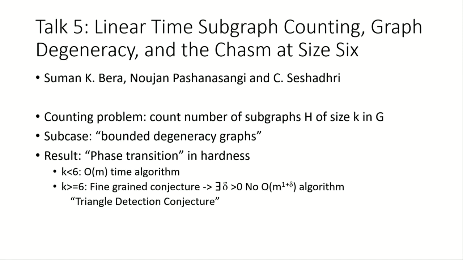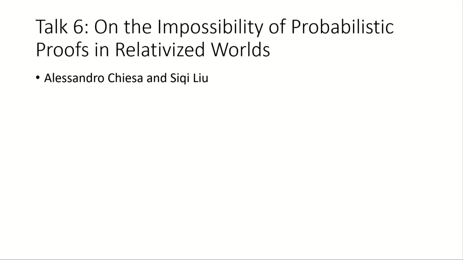But if K is more than 6, then some fine-grained conjectures tell you there is no linear time algorithm. There's some weird gap here that occurs.